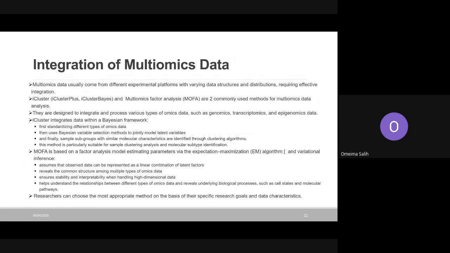Why? Because they accommodate different types of data sets from genomics, proteomics, and transcriptomics. So they give more space for researchers to combine different omics in a single data set.